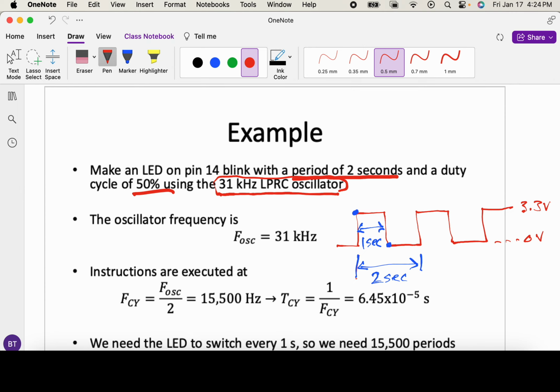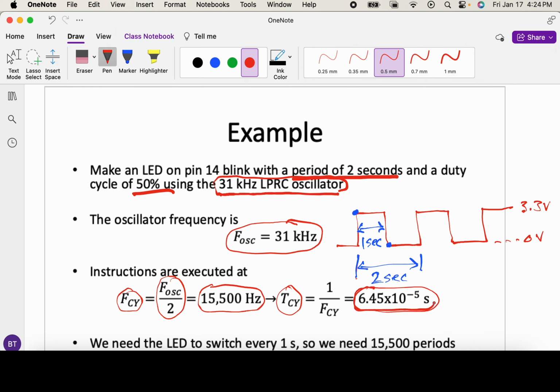Okay, so let's do a little math. Our oscillator frequency is 31 kilohertz. That means our clock frequency is 31 kilohertz divided by 2, which gives us 15.5 kilohertz, which gives us a clock period of 6.45 times 10 to the negative 5th seconds. So we can execute one instruction, one assembly instruction, every 6.45 times 10 to the negative 5th seconds.